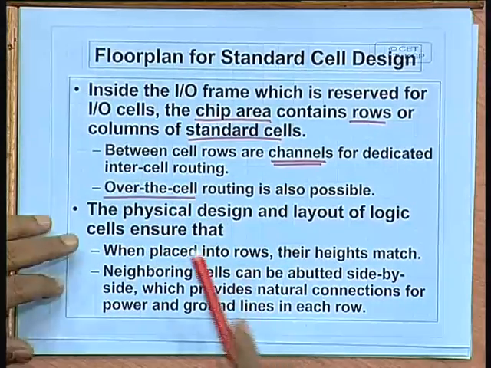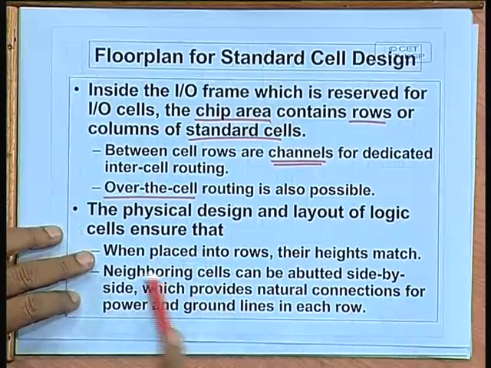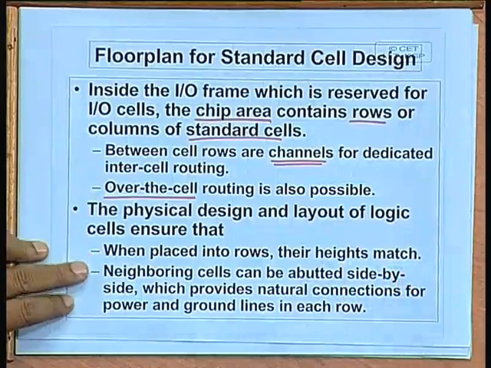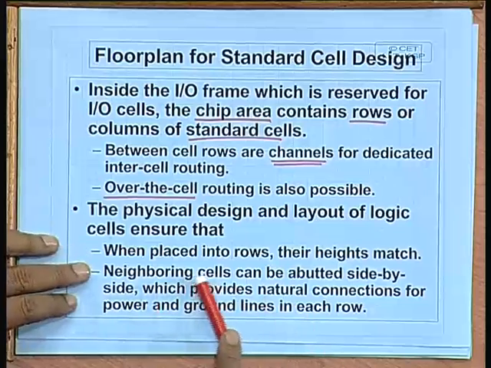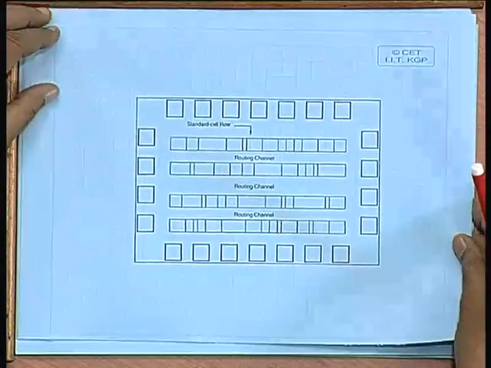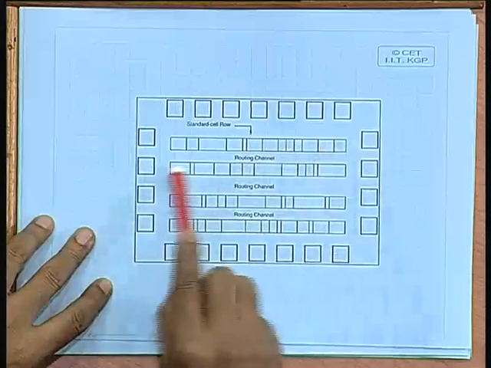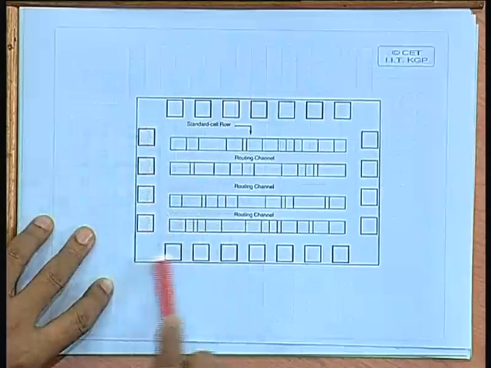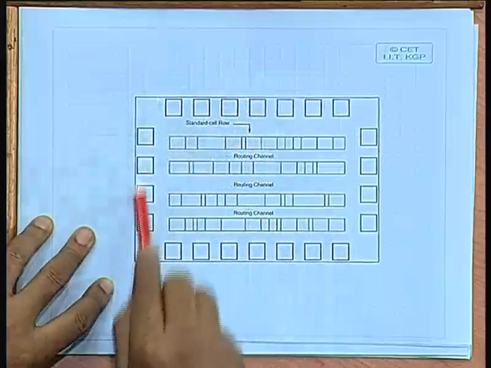And well, since all the cells are of same height, when placed in rows, they are put in absolutely regularly with the same height. The neighboring cells can touch each other. Well, one thing you now try to understand is that your total layout will look like this, okay? Several rows with IO pins on the boundaries.